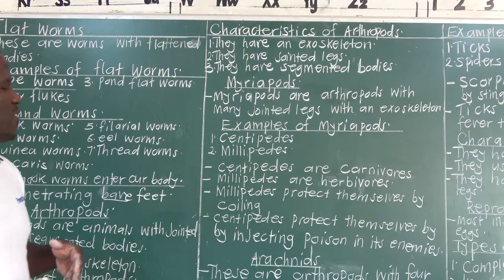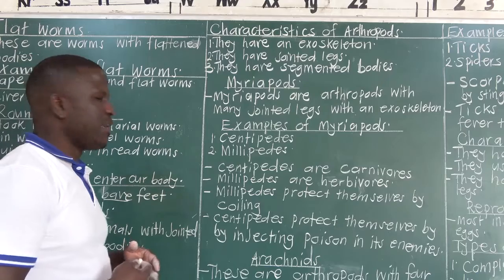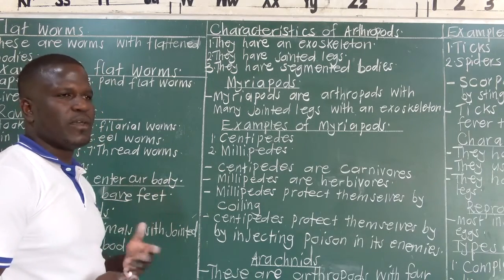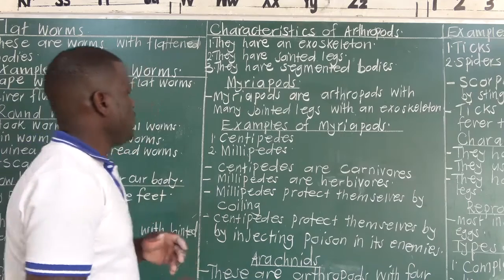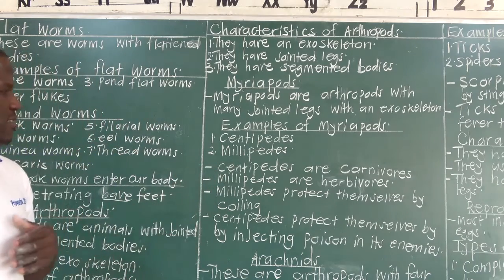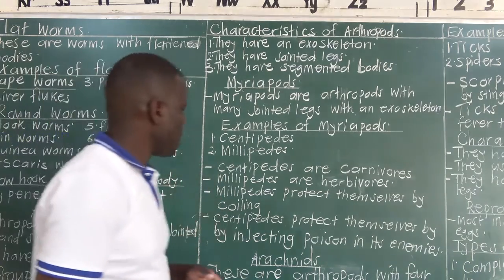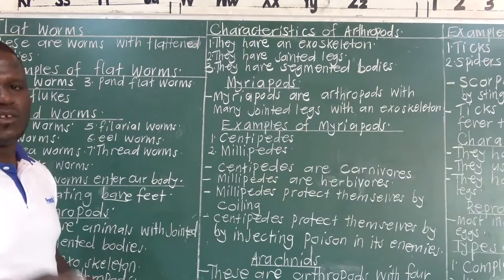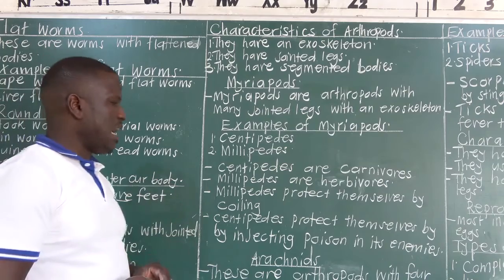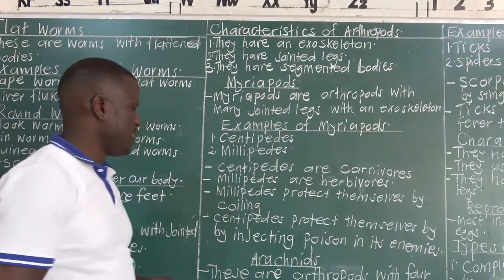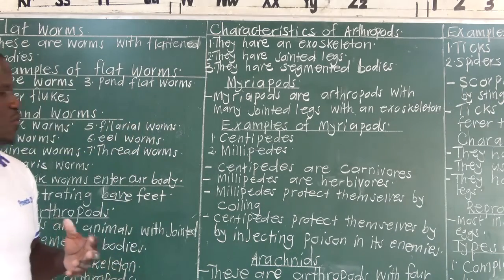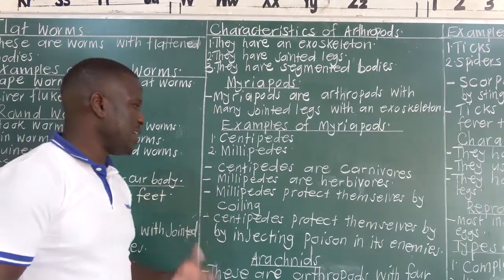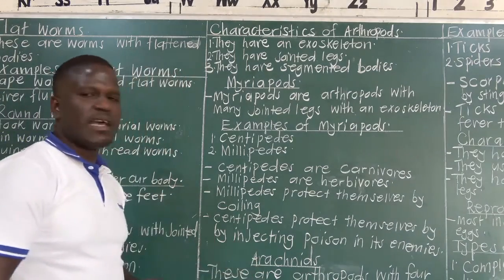Millipedes have two pairs of jointed legs on each segment, while centipedes have a pair of jointed legs on each segment, meaning that millipedes have more legs compared to centipedes. Centipedes are carnivorous, meaning that they feed on insects. Millipedes are herbivores, they feed on plant materials. So if you are asked the difference between a millipede and a centipede, you can say a centipede is a carnivore while a millipede is a herbivore.